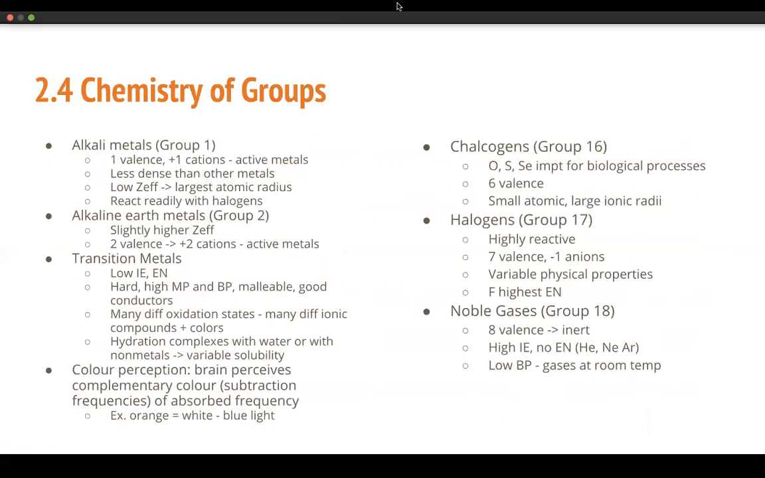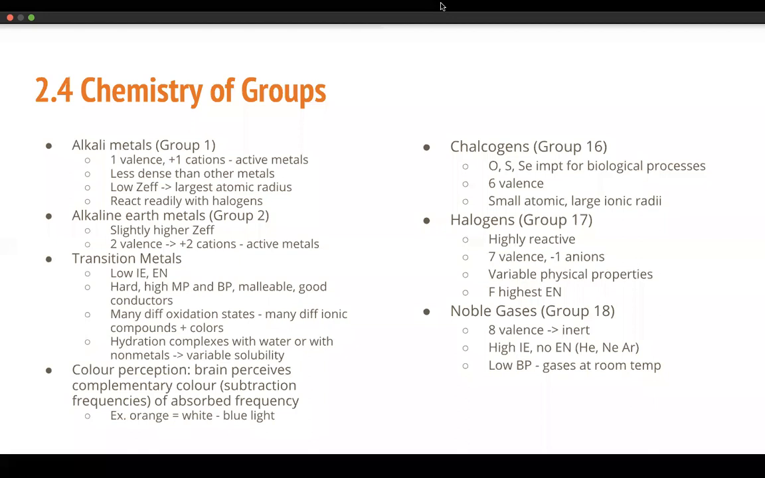And this is just a summary on the chemistry of the group section. This stuff isn't super duper important, but I would say just go over this. Just know the general trends. A lot of this is stuff we already said, it's just a summary of that.